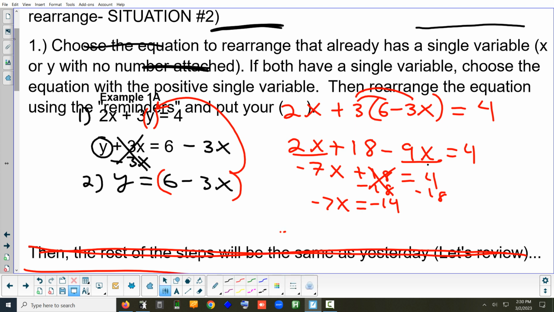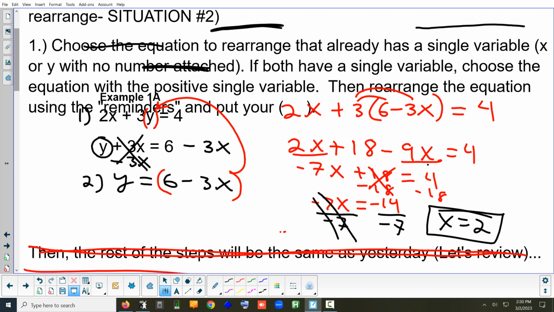So negative 7x equals negative 14. Now what? Divide by negative 7 on both sides. And Micah, can you tell me what that gives me? 2. So we get x equals 2.